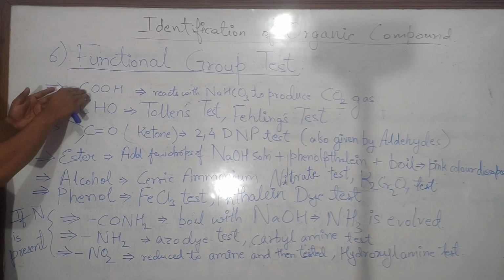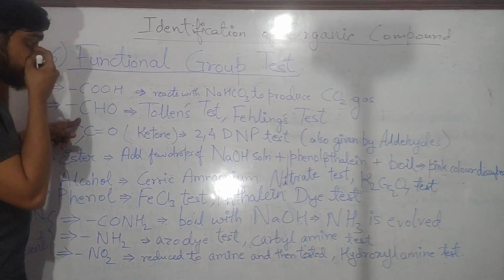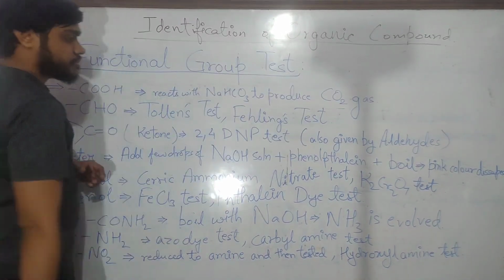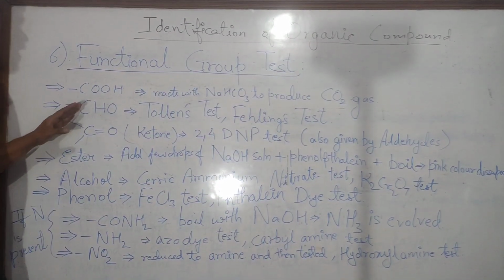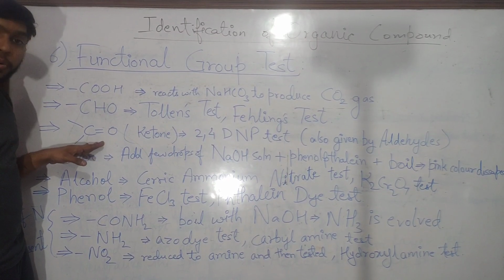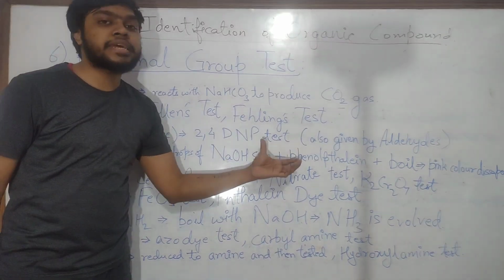Then after we have tested for the carboxylic acid group, we test for the aldehyde group. Aldehyde is tested by the Tollens test or the Fehling test. After we have tested for aldehyde, we come to the test for ketone. Ketone is tested by the 2,4 DNP test.